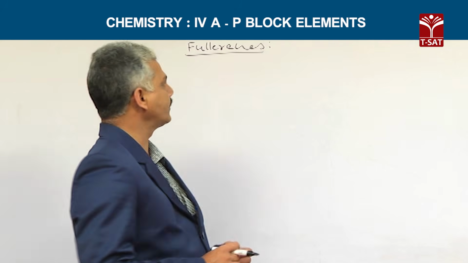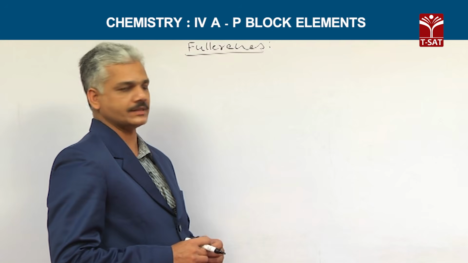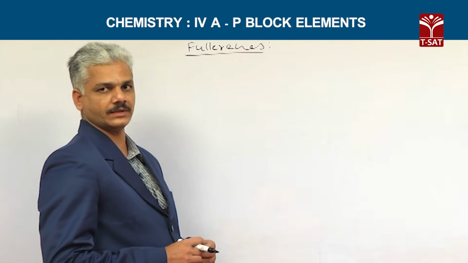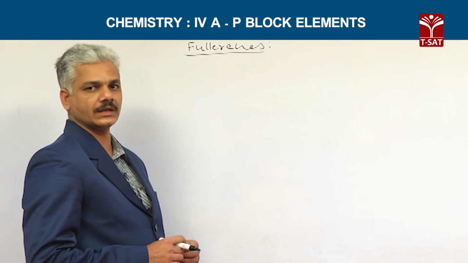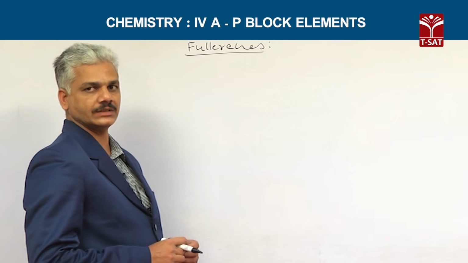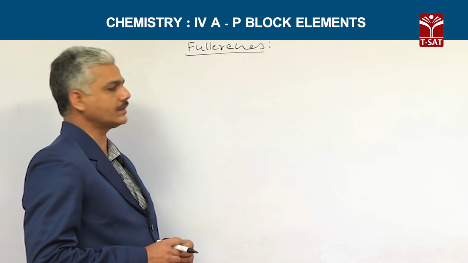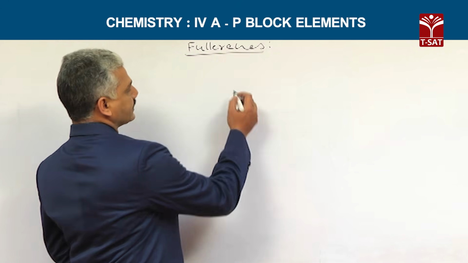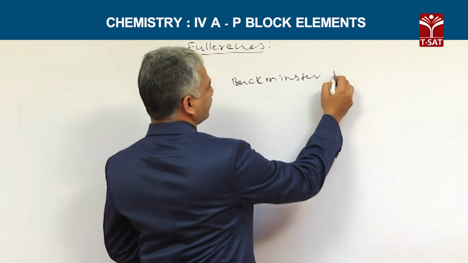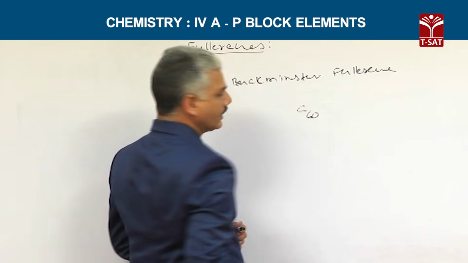Fullerenes. Fullerenes are also crystalline allotropic forms of carbon. These are purely man-made allotropic forms. These are obtained by the strong heating of graphite to high temperature and high pressure in the absence of air. Aggregate of carbon atoms will be obtained, and the common fullerene is known as Buckminster fullerene, that is represented with the formula C60.